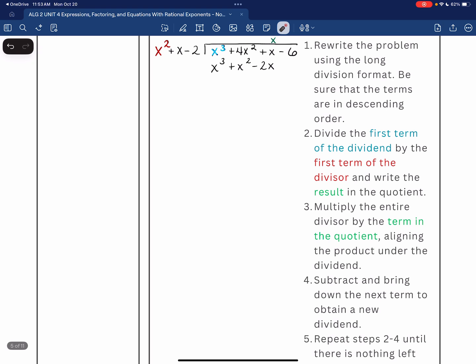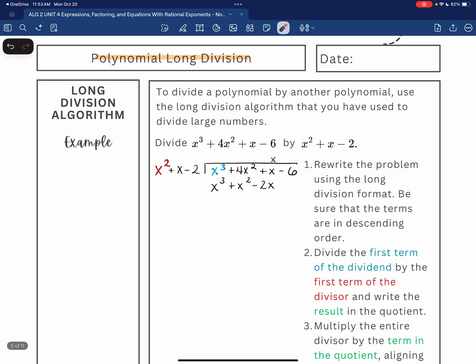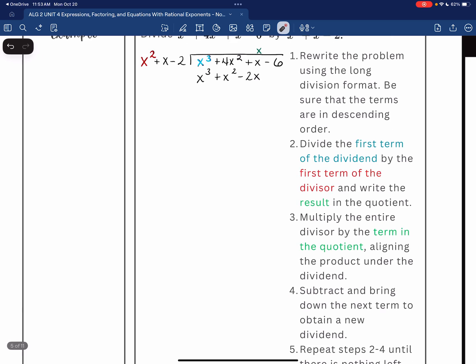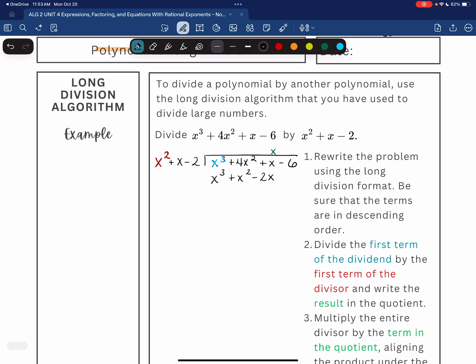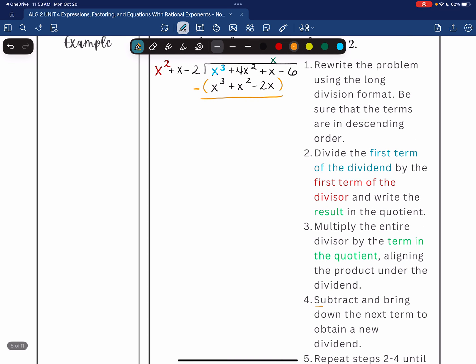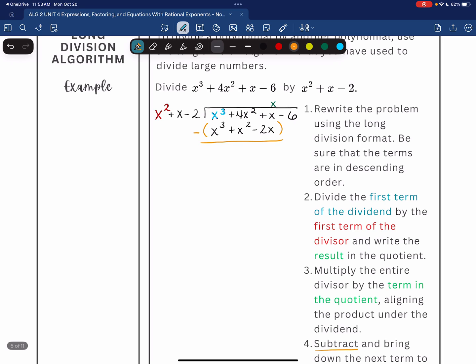Next is going to be to subtract and bring down the next term to obtain our new dividend. Okay, so let's go ahead and do that subtraction. I want this to be really bold, so get another bold color here. We're going to do the subtraction. Again, what are we going to do? We're going to subtract. So what happens when we take the difference here?